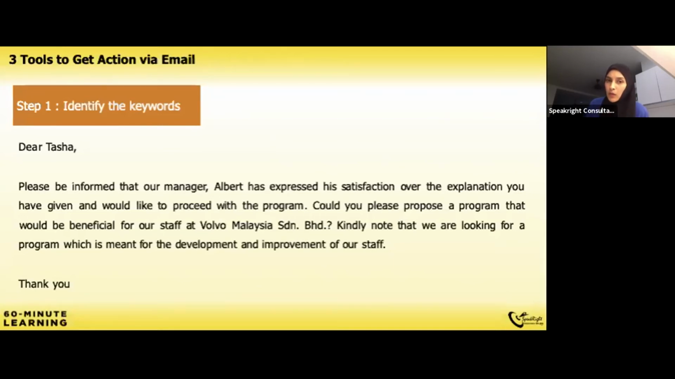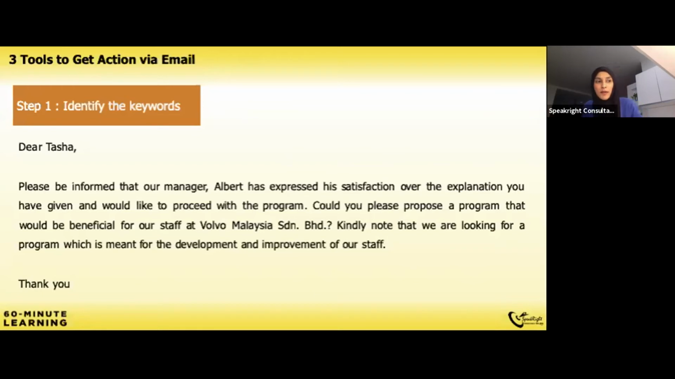Let me tell you one thing. Why identifying the keywords is very important. Because when we want to respond to this person, we want to repeat the keywords that they have written in their email. I repeat, when we want to respond to the person who sent us the email, we want to repeat the keywords that the person mentioned in his or her email. Why? What is the good thing about repeating the keywords that you read in the person's email? It is easily recognizable by the sender.